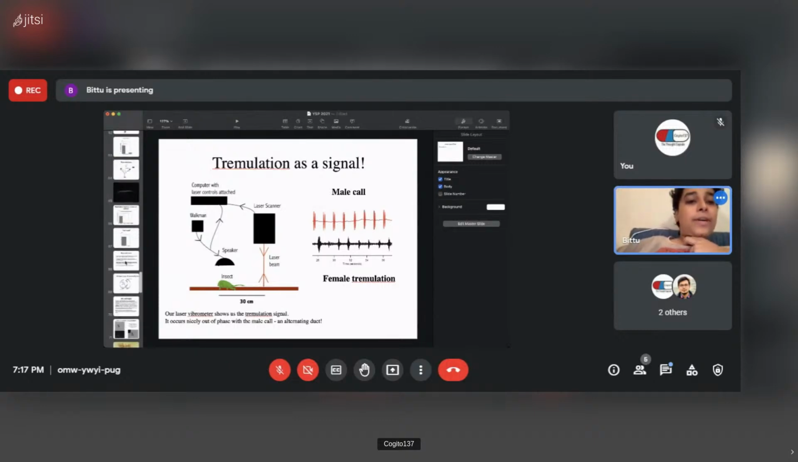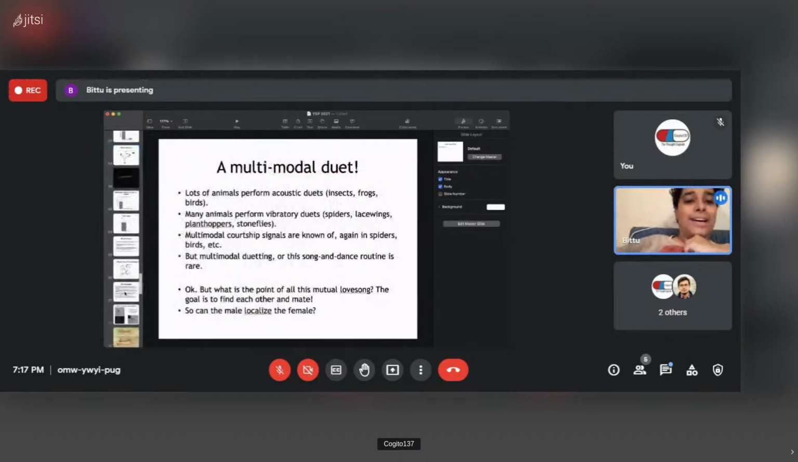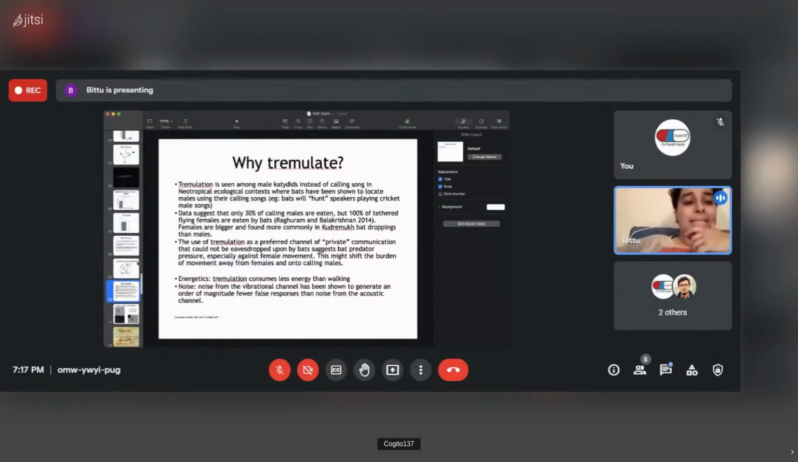Okay, so there's a lot of interesting material here on how tremulation and this kind of behavior might have evolved in the context of predatory bats eavesdropping upon this system. I'm not going to go into a lot more detail on this right now, but I'll just quickly tell you what some of our future directions on these kinds of projects are.